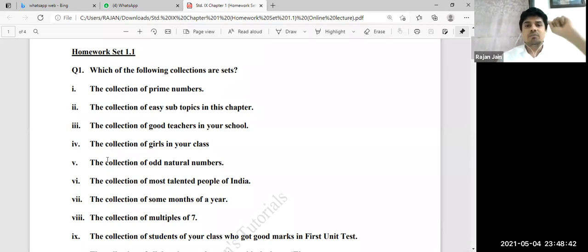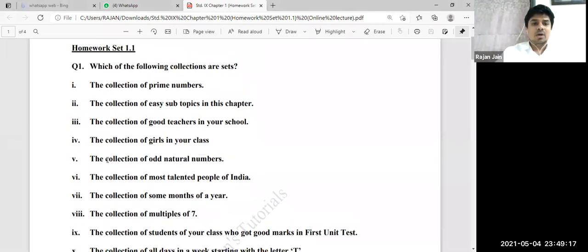So a set needs to be a well-defined collection of objects. Based on the statement, you should be able to identify whether a particular element will be a part of that collection or it won't be. Then we spoke about methods of writing a set. For the first exercise, you have two methods: writing a set in roster method, which is also called listing method, and the second method is set builder form, which is also called rule method. Okay, chalo, now let's start with the sums.